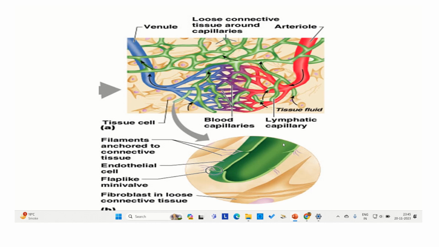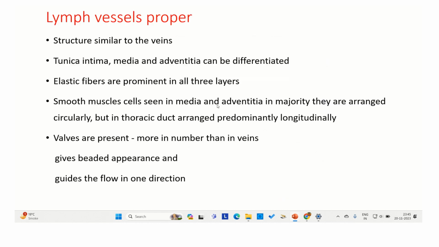You can see here, this is an enlarged view. It is the end of a lymph capillary where it is beginning, and you can see some filaments anchoring the lymph capillaries to the surrounding tissue. You can see these are the lymph capillaries surrounding the blood capillaries.